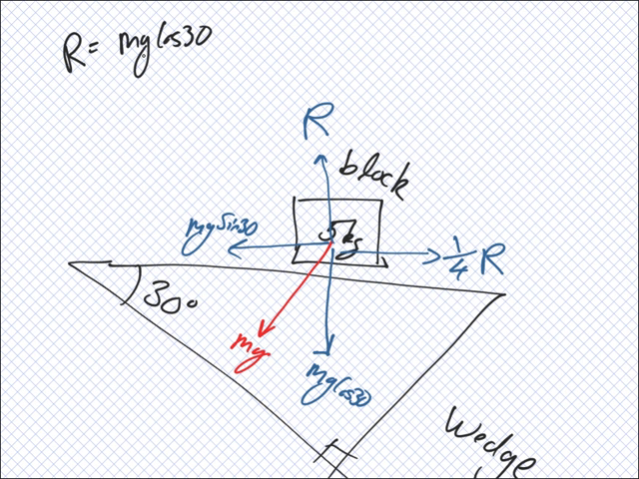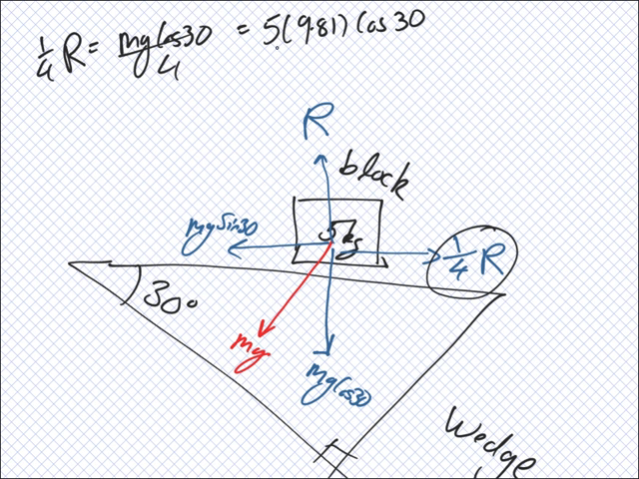And we know the m is 5. So that's 5 times 9.81 times cos 30. Because I don't care about R, I care about this, what I'll do is take a quarter of R. Okay, now what do we get? So we can calculate that.